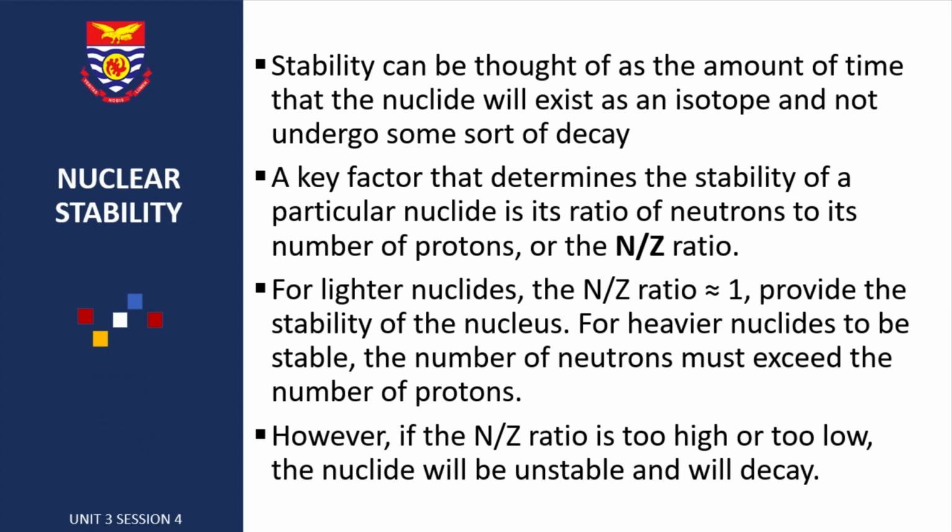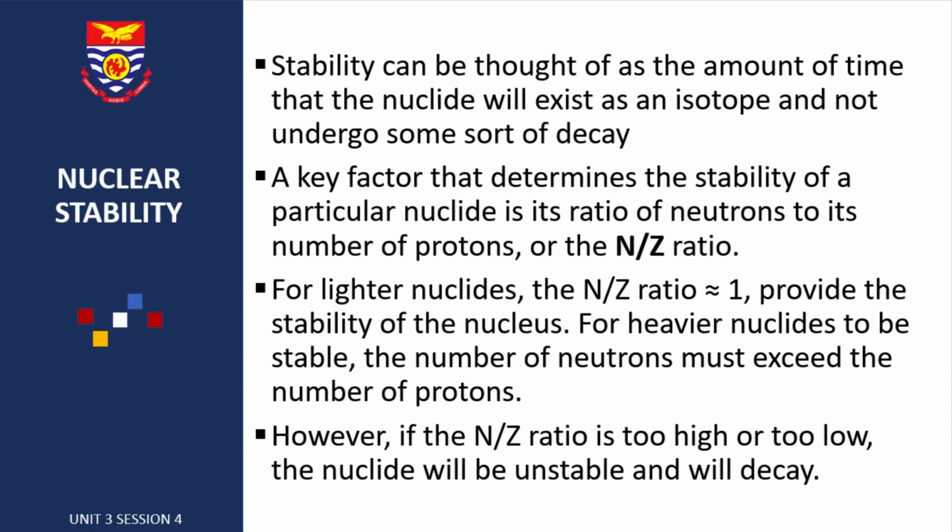Nuclear stability can be thought of as the amount of time that the nuclide will exist as an isotope without undergoing any sort of decay. So the higher the amount of time it can stay, the more stable it is. Now the key factor that helps us determine whether a nuclide is stable or not is the ratio of its neutron to proton. So for lighter nuclides, if the neutron to proton ratio is 1, then that nuclide is stable or has higher stability.